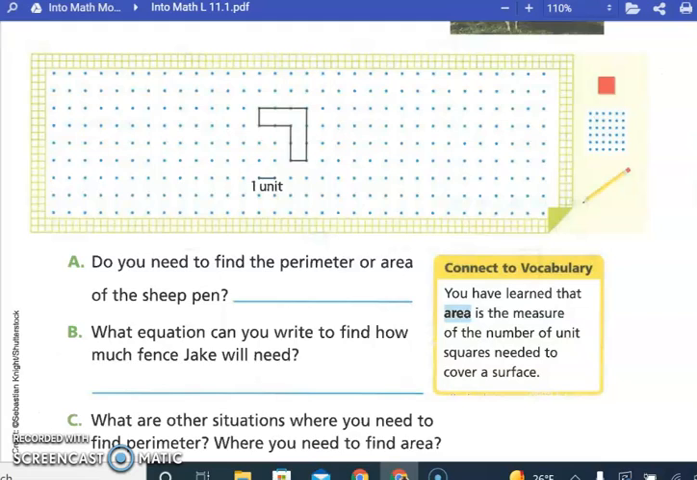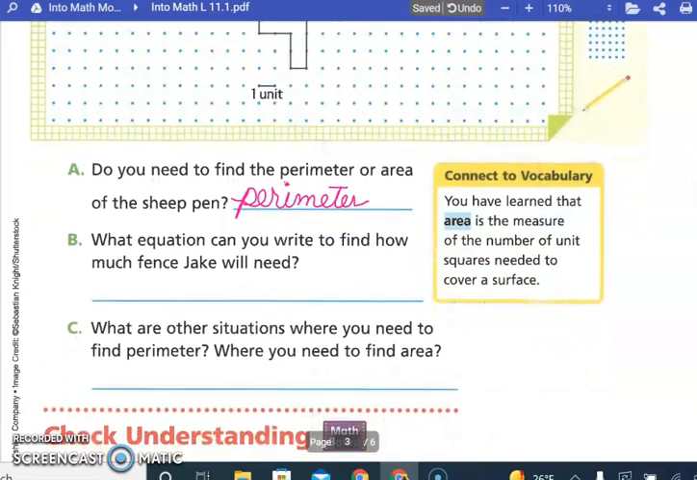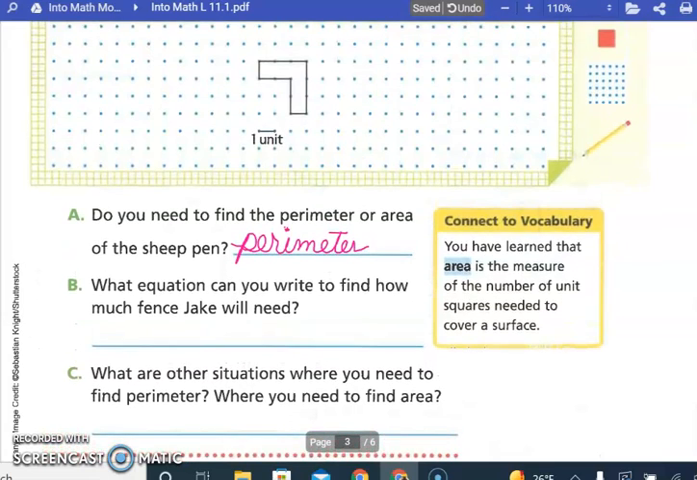Area. What is that going to tell us? The perimeter. We need to know how big it is around. P-E-R-I-M-E-T-E-R. You all should have been writing. What equation can you write to find how much fence Jake will need?